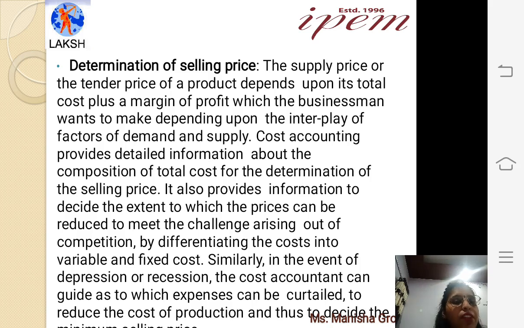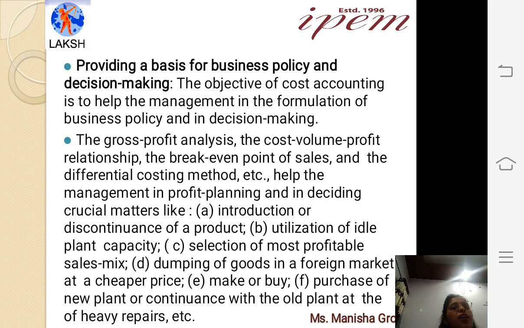So with the help of this, we can reduce our huge losses, the losses that we incur, we can reduce with the help of this. Then providing a basis of business policy and decision making.